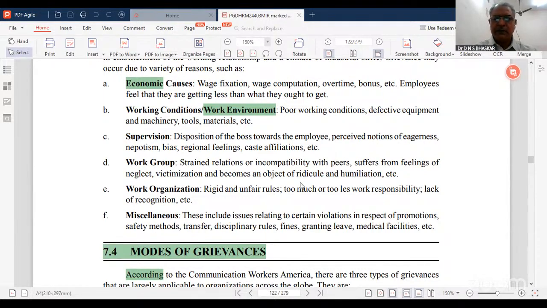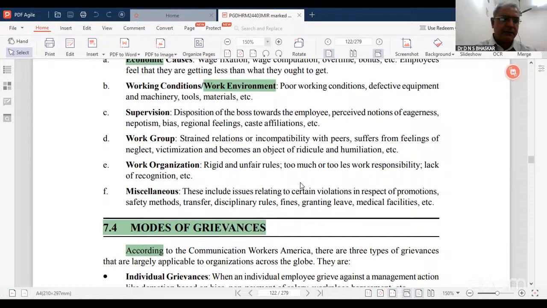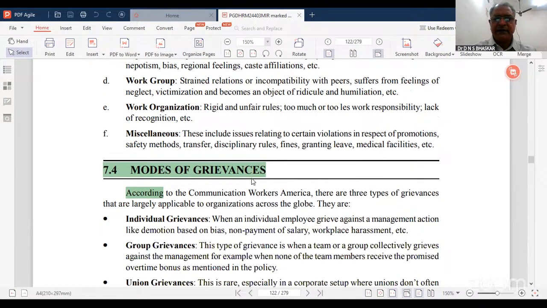Then work group: strained relations, incompatibility with peers and so on. Then work organization: rigid and unfair rules, too much or too little responsibility, lack of recognition. All these aspects will also cause grievance. Various misdemeanors also cause it, like disciplinary rules, what fines are imposed on people, and the granting of leaves. If an employee is not granted leave whenever he is in need, certainly it leads to grievance for them. Medical facilities provided may not be adequate or sufficient for that purpose, and so on and so forth. This is another important area.